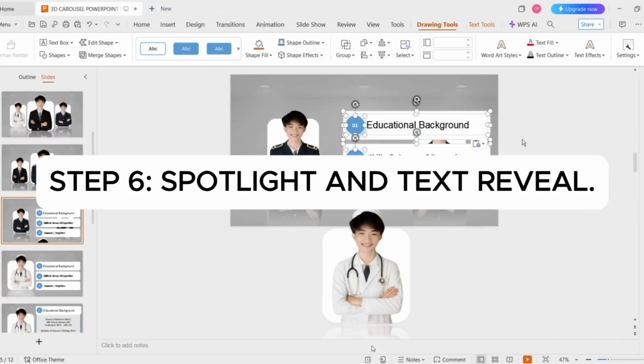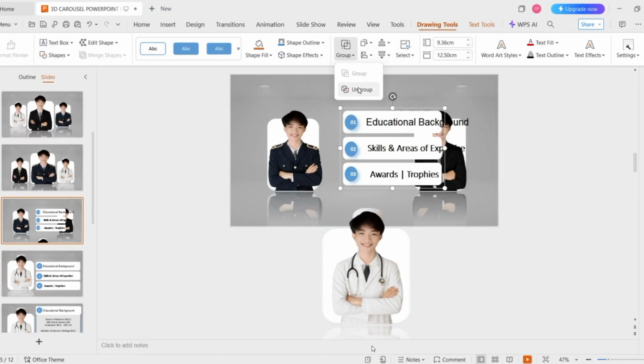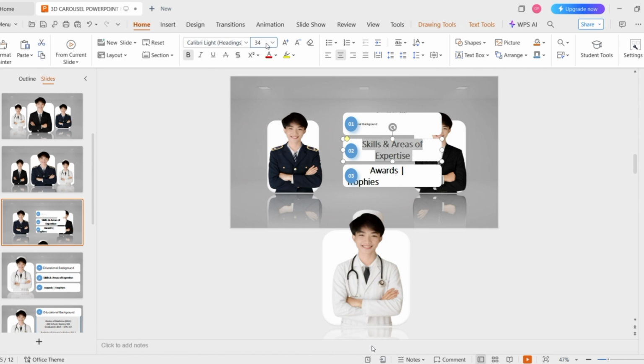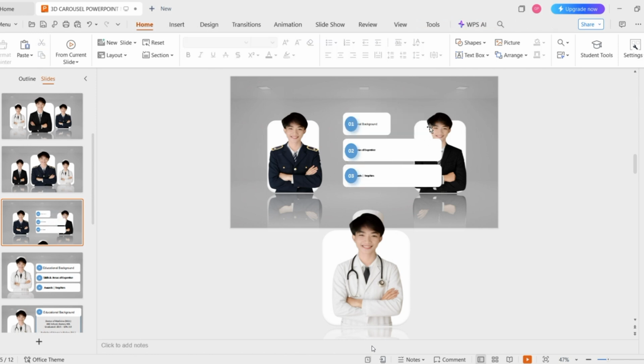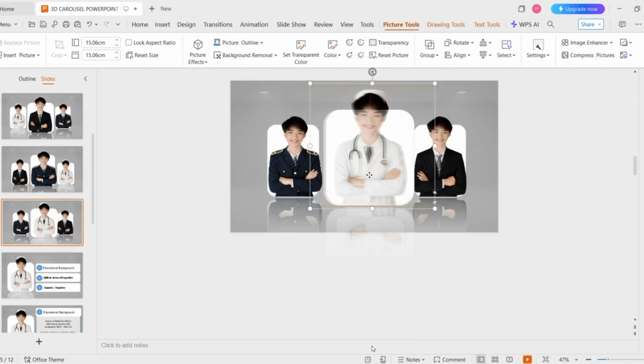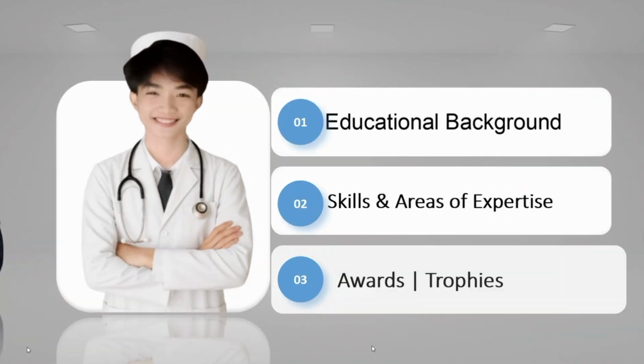Step number 6. Spotlight and text reveal. On slide 6, move the side images off screen and focus on the center, then reveal three info text boxes that were hidden behind the center image in the previous slide. Morph will animate them smoothly into view.